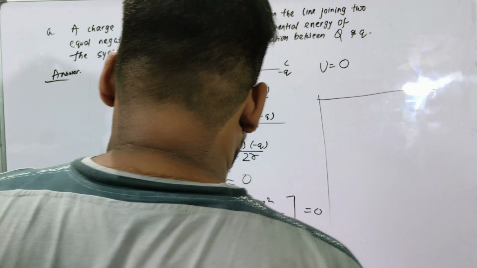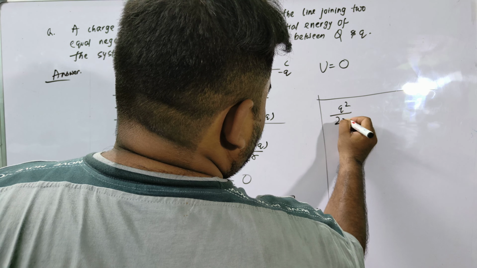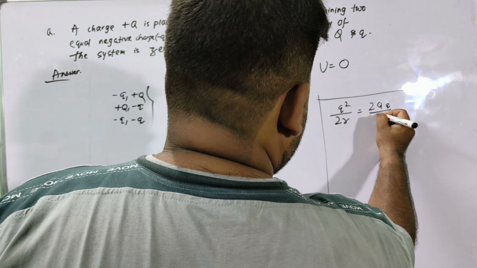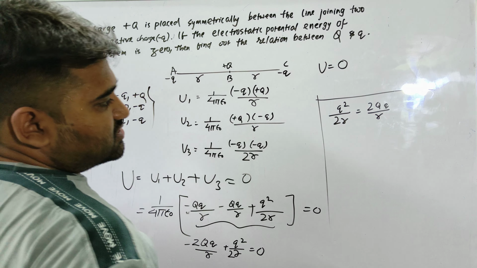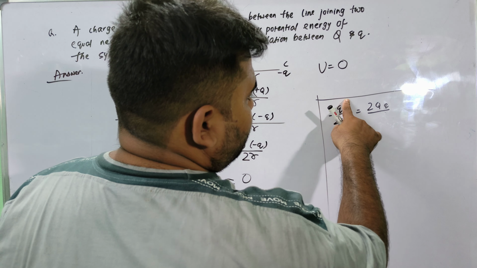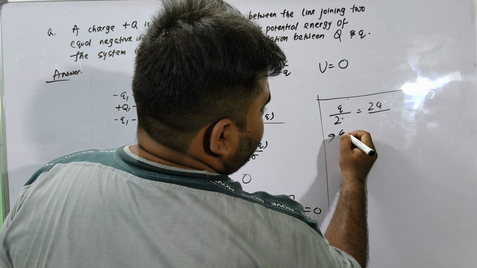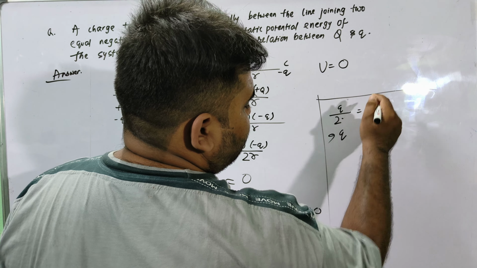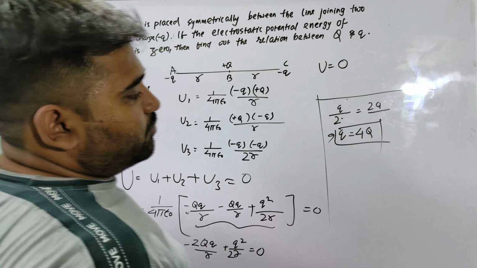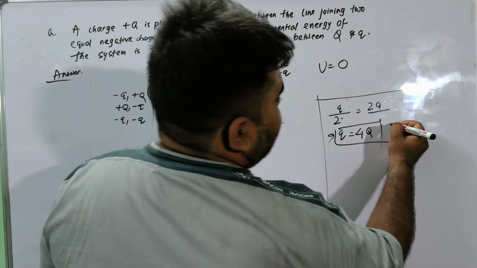You shall proceed. Just take these things to this side. Q squared upon 2r is equal to 2q by r. Just try to eliminate these things. 1r and 1r get eliminated from both sides. 1q and 1q get eliminated from both sides. And when you try to find q, the 2 gets multiplied to this side, that is 4q. This is the relation between the small q and capital Q. This is your required answer.